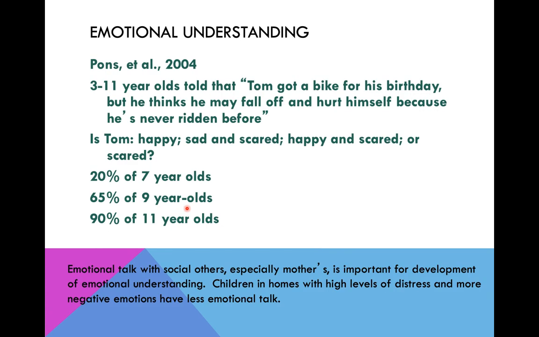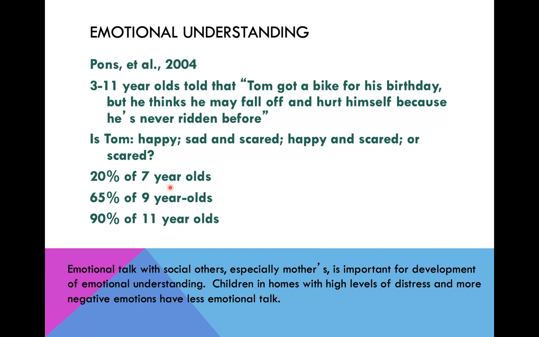Another study by Pons, they tested 3 to 11-year-olds, and they said that Tom got a bike for his birthday, but he thinks he may fall off and hurt himself because he's never ridden before. So is Tom happy, sad and scared, happy and scared, or just scared? And so the correct response is that he's happy and scared, or just scared, right? Either one can be argued. And so they would ask them why.